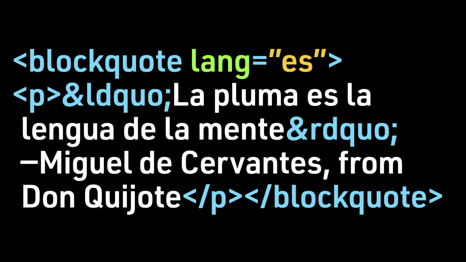In this example, the language is set to es, or español. Translated, "La pluma es la lengua de la mente" means "the pen is the tongue of the mind." And it's from Miguel de Cervantes' book, Don Quixote.